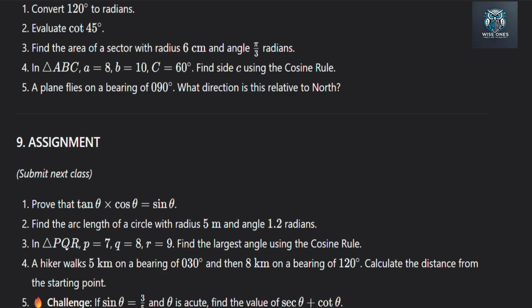Question 5. A plane flies on a bearing of 090 degrees. What direction is this relative to north? Take your time. Write down your steps. Do not rush. I will wait for you.